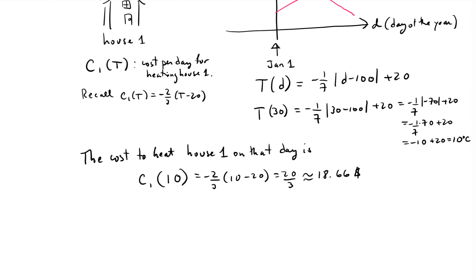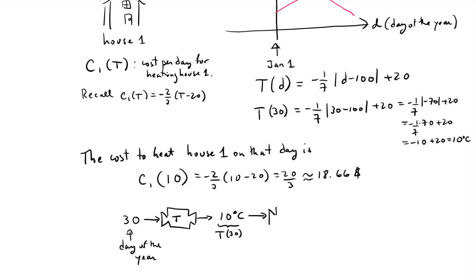So let's take a closer look at this. What have we done here? We've started with the day of the year. We've processed that data into function T to get the temperature. So what came out of this was 10 degrees Celsius. So that was T of 30. Then we took that and we processed that information into another function, which is C1, to get the cost.